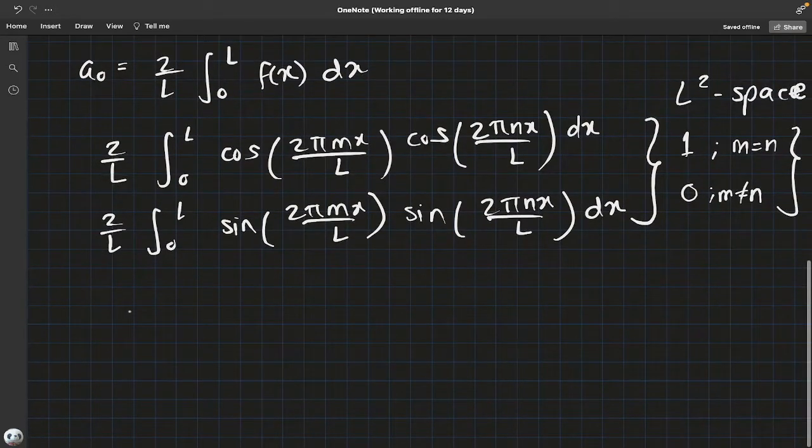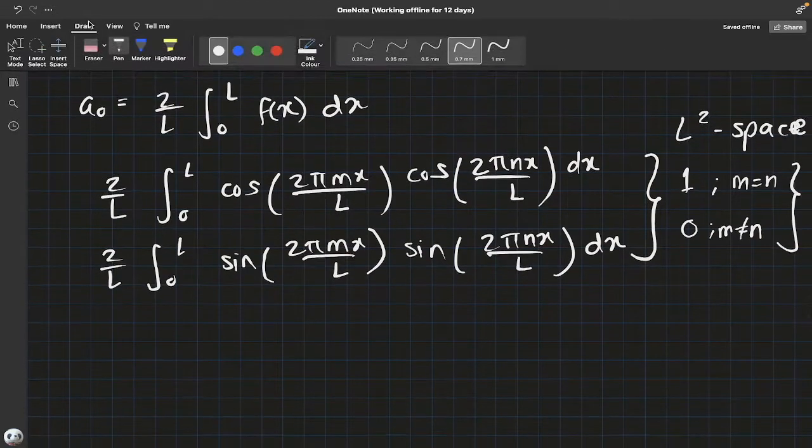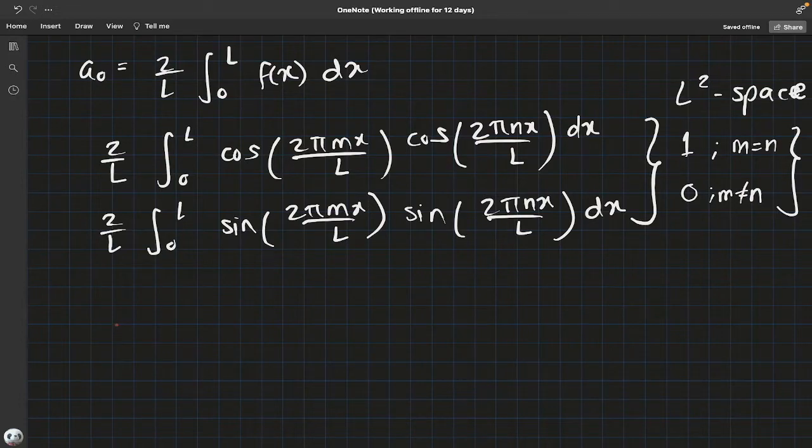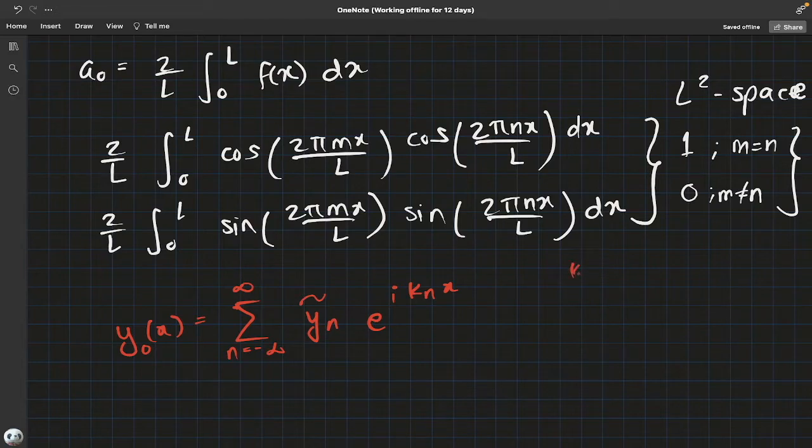One interesting thing that we can do with this new gadget, or a better way of representing everything, is y of x, y naught of x, that's initial y of x, comma t. Instead of summing from 1 to infinity, sum from negative infinity to infinity and have the coefficient here, e to the i k_n x, where k_n can be 2 pi n over L.